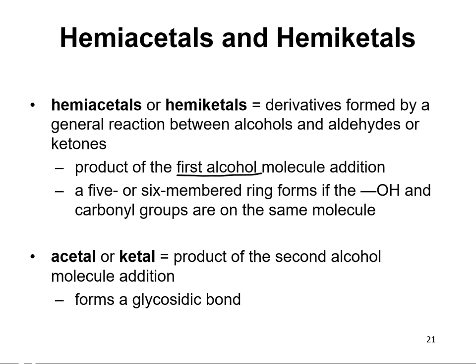The acetal or the ketal happens if you do that same reaction again. So you have another alcohol that attacks a carbonyl group. That is how you form a glycosidic bond. So you have a ring structure that's been created by the first reaction. And then that cyclic structure can go out, if it's a reducing sugar, and attack a different sugar that has a carbonyl that is ripe for picking.